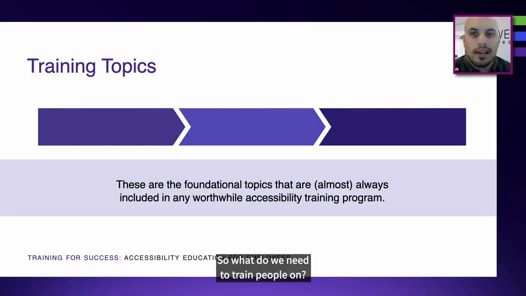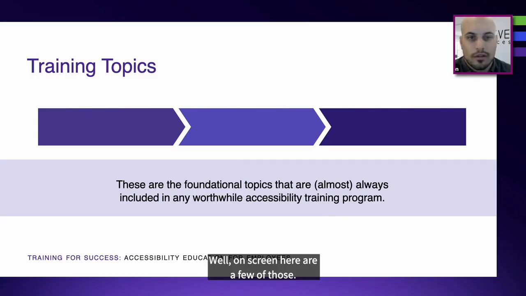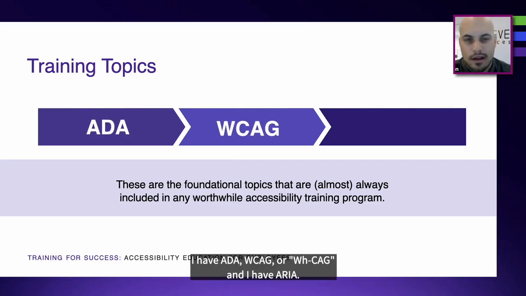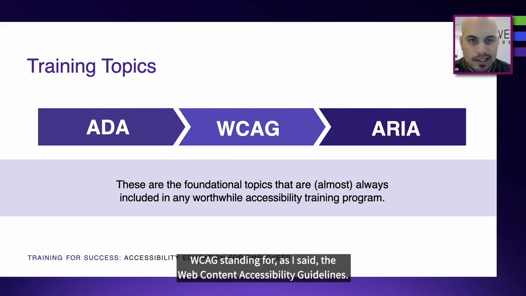So what do we need to train people on? What are the main topics that a good accessibility education program is discussing? Well, on screen here are a few of those. I have ADA, WCAG or WCAG, and I have ARIA. ADA, of course, standing for the Americans with Disabilities Act. WCAG standing for, as I said, the Web Content Accessibility Guidelines.